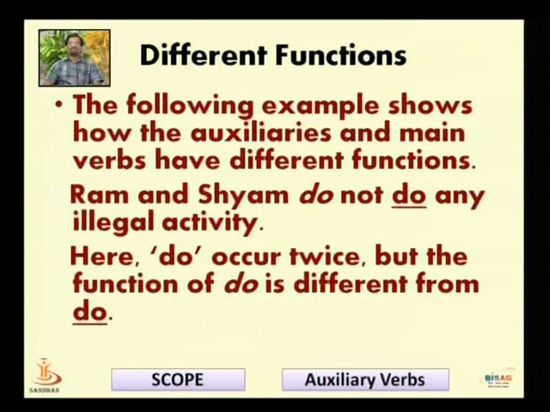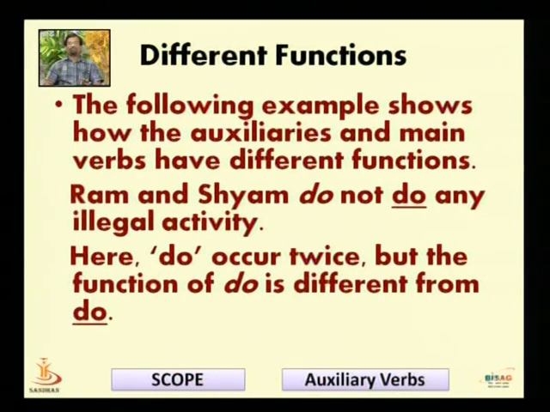The first do, which is in italics, is the auxiliary verb, and it helps the main verb turn into negative. Whereas the underlined do is the main verb, which denotes some specific action of the noun or the subject. So the underlined do has directly something to do with the subjects, that is Ram and Shyam, whereas the italicized do has something to do directly with the main verb. So they help the main verb to turn into negative. So I use do not do.